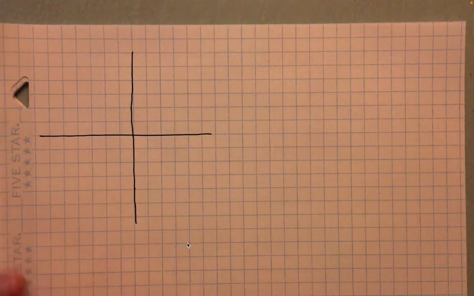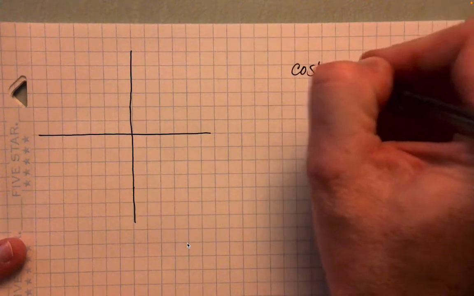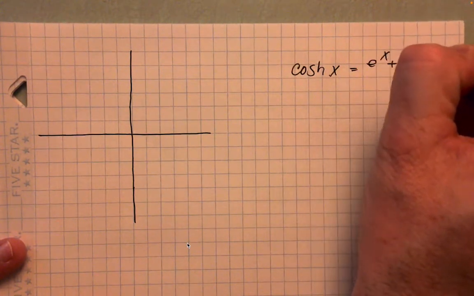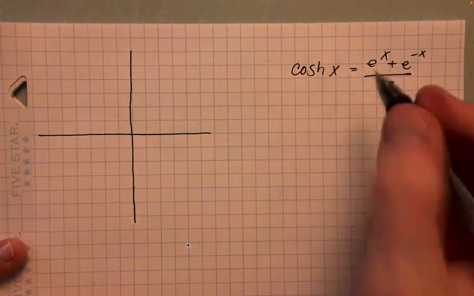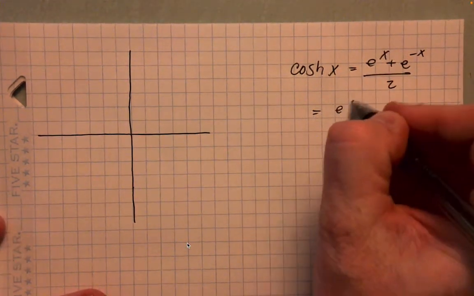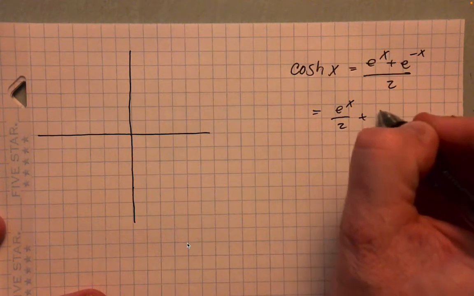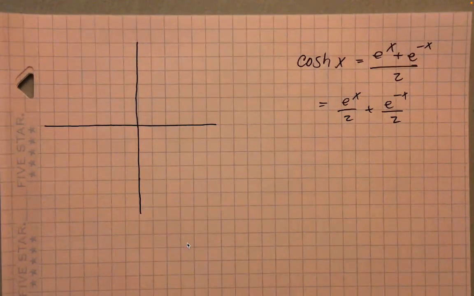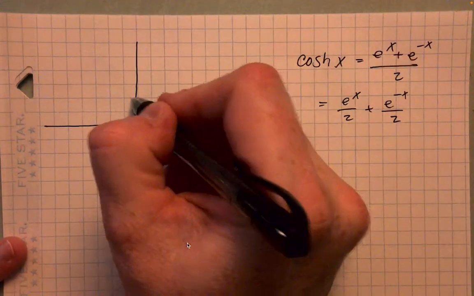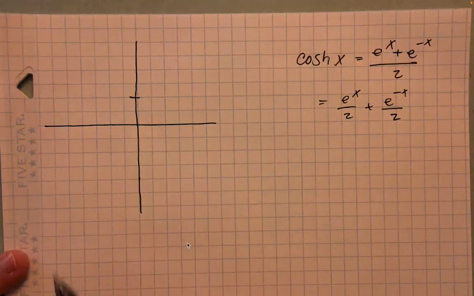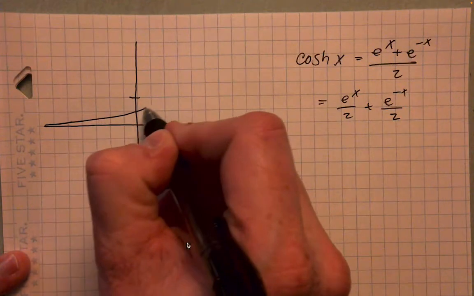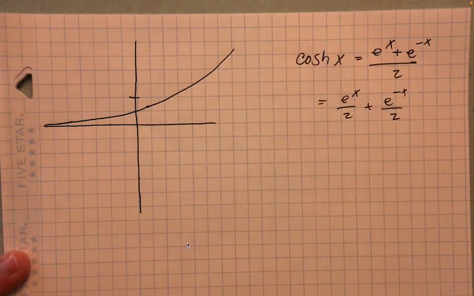remember the cosh is e to the x plus e to the negative x over 2. I didn't do this explicitly in the previous one, but you can see that's e to the x over 2 plus e to the negative x over 2. So it's the sum of these two. Just like before, let's draw these on here. We'll start with e to the x over 2, which is just like what we drew previously. It's going to come up, pass through 1/2, and take off.